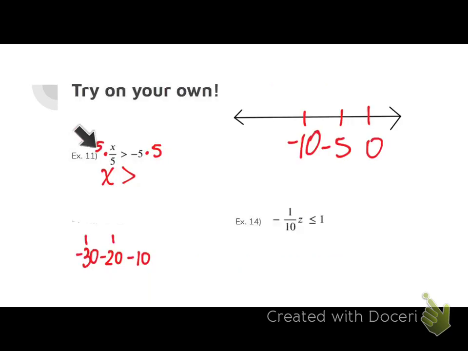So, agreed. We multiply both sides by a positive 5, so that does not flip our symbol. We've got x is greater than negative 25. Are we open or closed at negative 25? Open. Open there and shaded to the right because it is greater than. All right. Questions about 11?